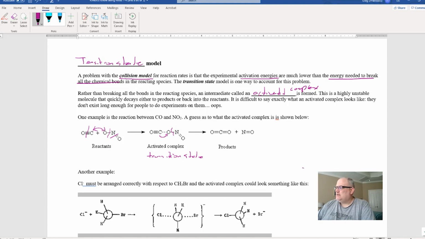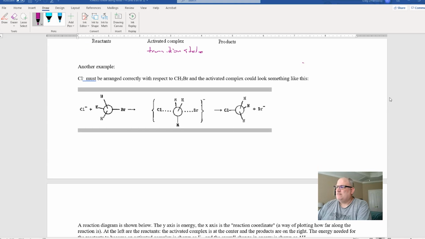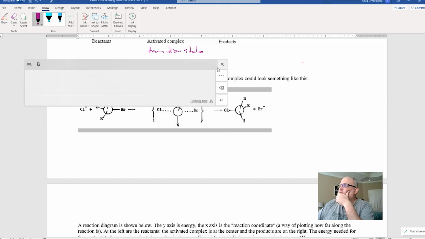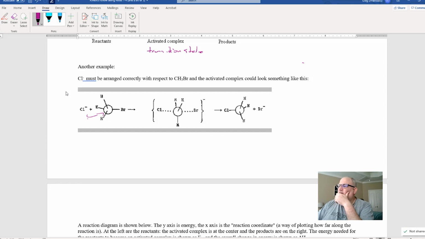Let me put a pen right here. Trying to scroll down, and I'm using two screens. Sorry. Let's take another look at an example here, which is very similar to the previous one. So Cl comes along on the side that's opposite the Br, comes in over here, and it starts to form. Do you see right here? It starts to form the bond with the carbon in the middle. And simultaneously, this bond right here starts to break. And the end result is that the Cl takes its place. So this is the activated complex.